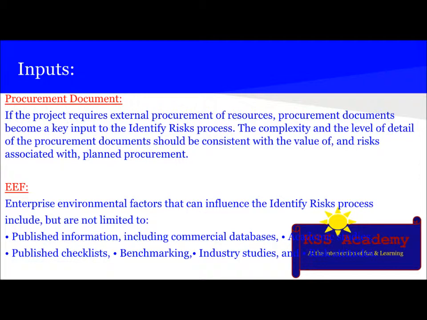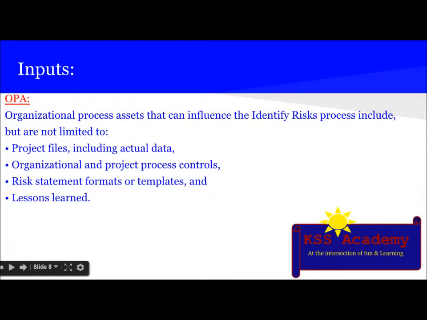The next input is procurement documents. If the project requires external procurement of resources, procurement documents become a key input to the identify risk process. The complexity and the level of detail of the procurement documents should be consistent with the value of risk associated with planned procurement. The next input is enterprise environmental factors, and they include published information, including commercial databases, academic studies, published checklists, benchmarking, industry studies, and risk attitudes. The next input is organizational process assets, and they include project files, including actual data, organizational process controls, risk statement format or template, and lessons learned.